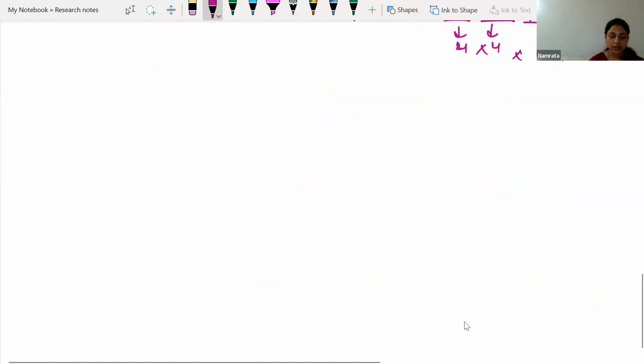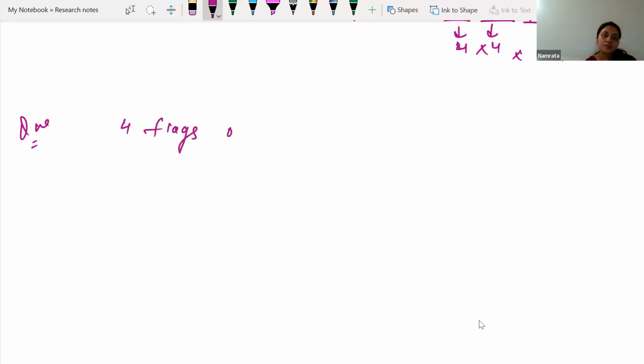Now let's say we have a question which says: given 4 flags of different colors, how many different signals can be generated if the signal requires the use of 2 flags? This way the signal is made: here I can put one flag, here I can put the second flag. Just like this, we can make the signal.